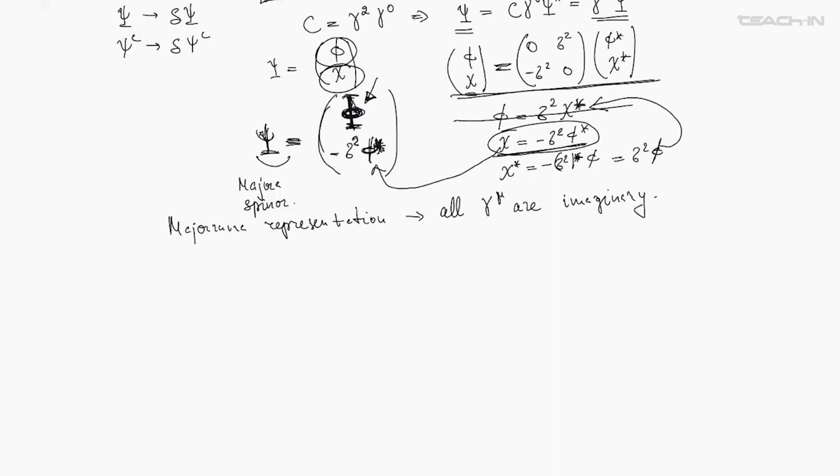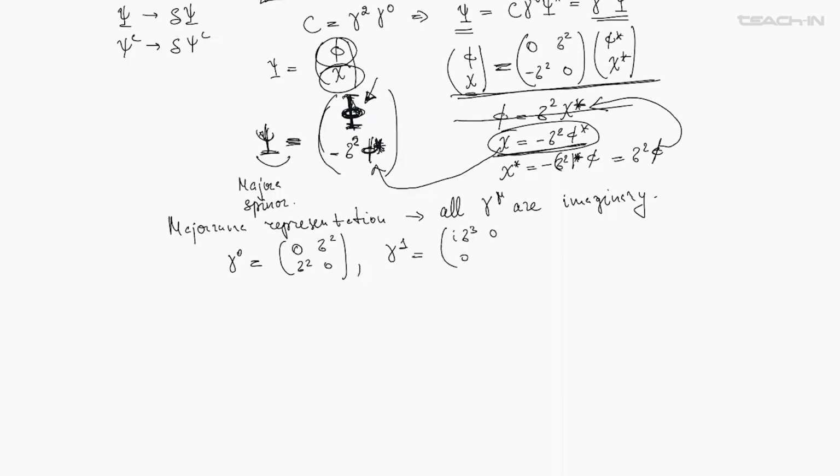And explicitly, I will write down straight away this representation. Here gamma 0 is 0, sigma 2, 0. Yeah, so sigma 2 is purely imaginary, has purely imaginary components. Gamma 1 is given by i sigma 3, 0, 0, i sigma 3.